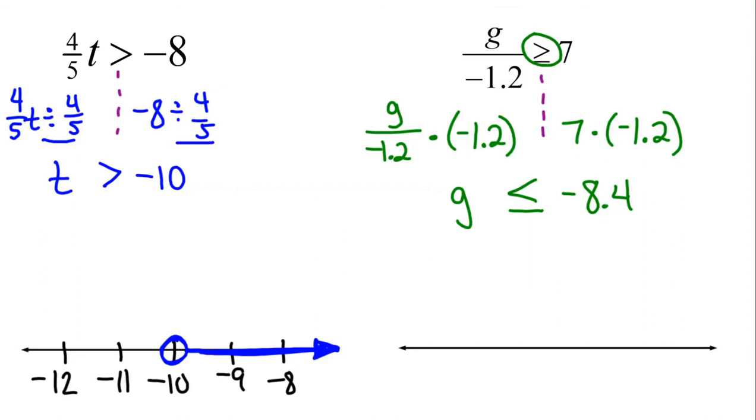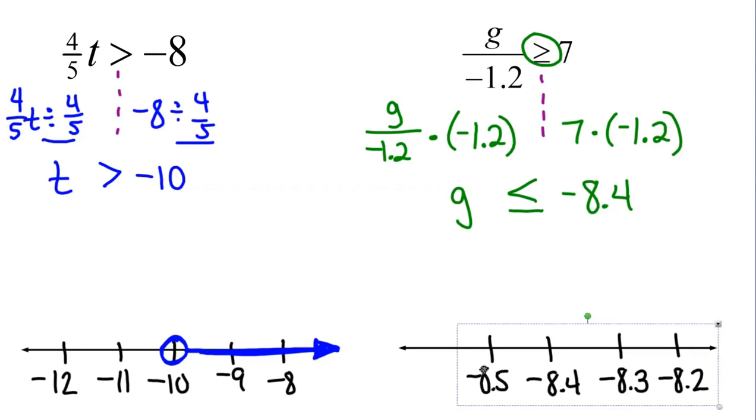That's my solution. So when I go to graph that, I put my negative 8.4 in the middle here. Here would be negative 8.3, negative 8.2, negative 8.5, negative 8.6. And it is less than or equal to, so this is included. Negative 8.4 is a solution, and it's everything that is less than or equal to negative 8.4. So that would be shaded to the left. And there's the graph there.